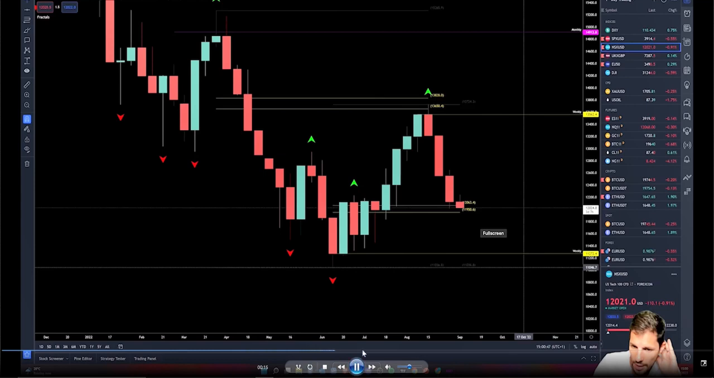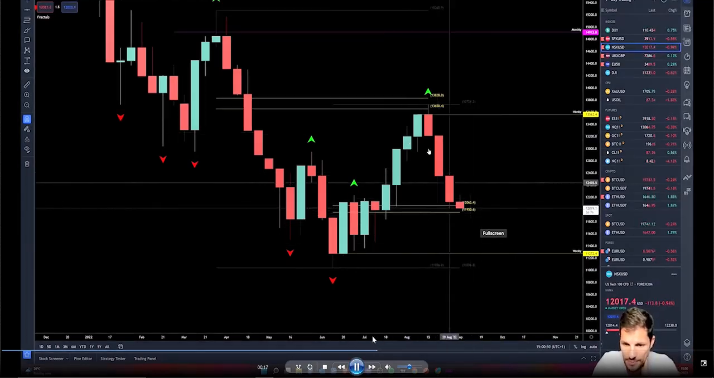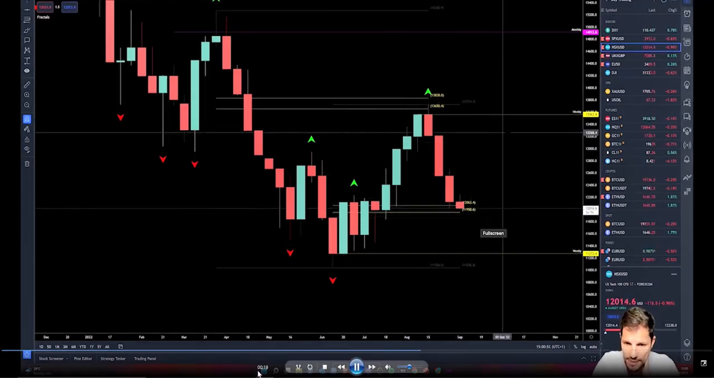But this is support, okay? I have said that so many times. I would not be surprised to see a massive green candle to the upside. I would not be surprised. I'd be like, yeah, of course. Yeah, it's obvious. It's the CC.